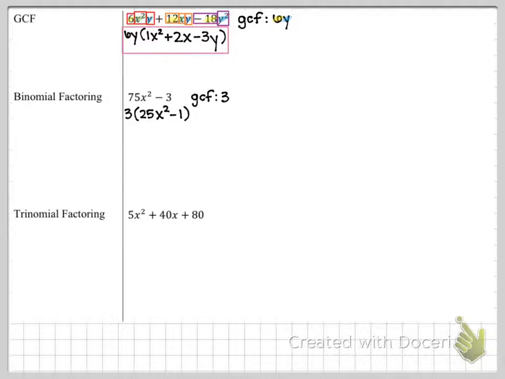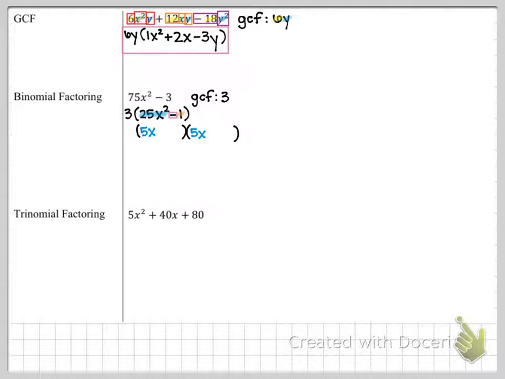You want to take a look inside the parentheses, and you'll notice that I can square root the first term. I can square root the second term, and it's a minus between them. So this is going to be that difference of squares that I referred to on the previous slide. So we're going to automatically go to 2 sets of parentheses. I'm going to square root 25x squared. Well, square root of 25 is 5. Square root of x squared is x. Those are going to go in first into each set of parentheses.